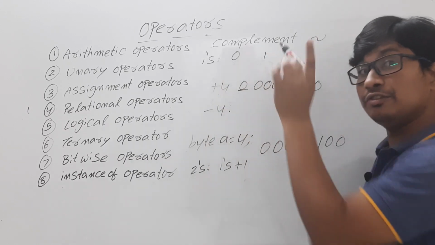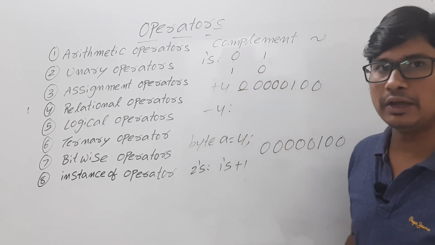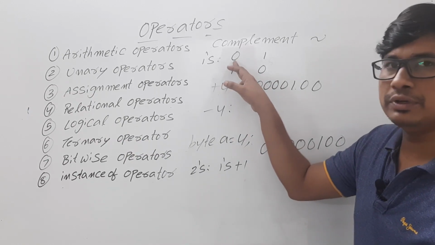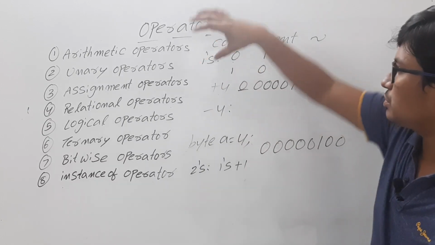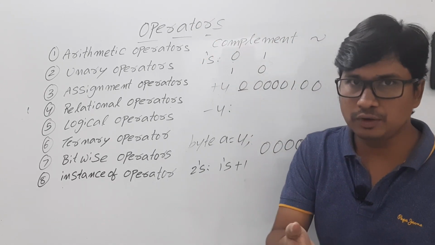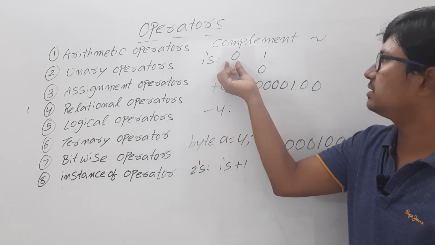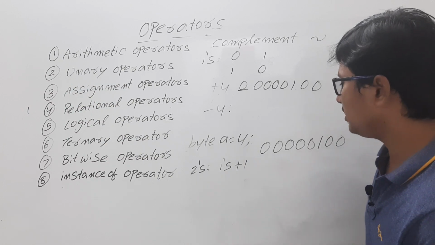1's complement of 0 will be 1. 1's complement of 1 will be 0. So the point here I want to highlight is, if the input is 0, the complement will be 1, and if the input is 1, the complement will be 0. So it is just the opposite. Good, not good. Bad, not bad, like that. Is it clear? Okay.